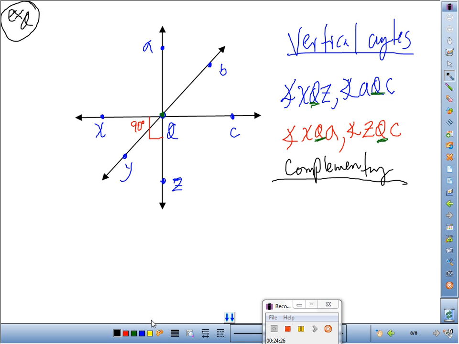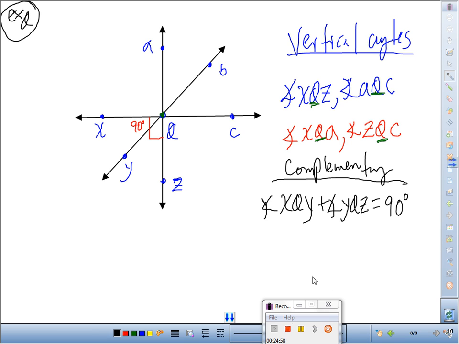So, according to the definition, two angles that add up to 90 degrees are complementary. So let's see. Here's 90 degrees. Do you see the two angles that add up to 90 degrees? Here's the first one, and here's the second one. Are we there? So, angle XQY plus angle YQZ should equal 90 degrees. And those are what? Complementary.